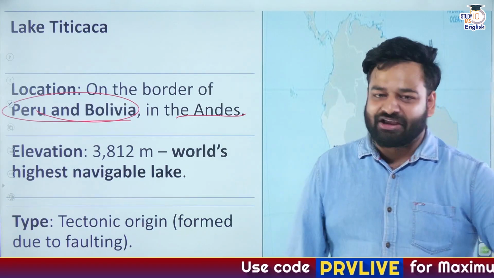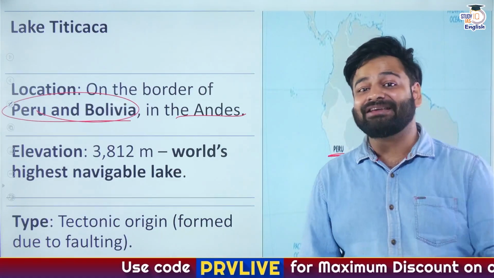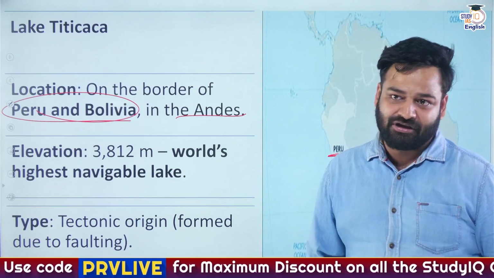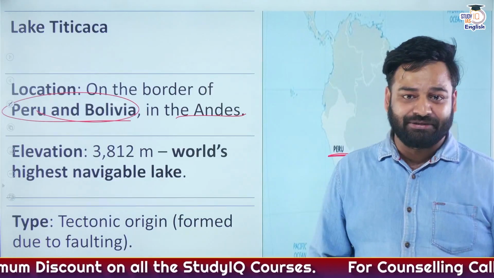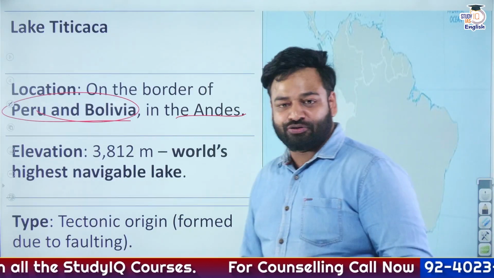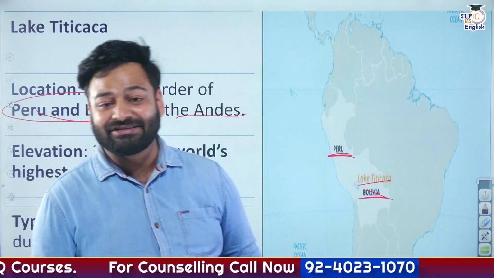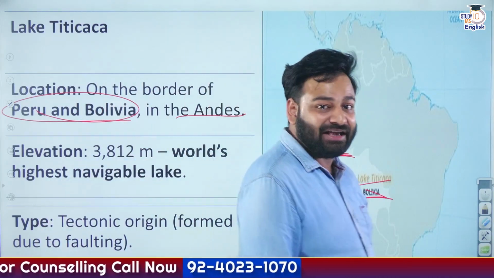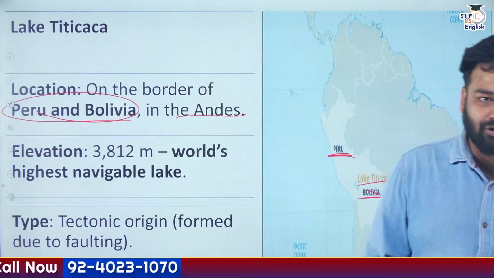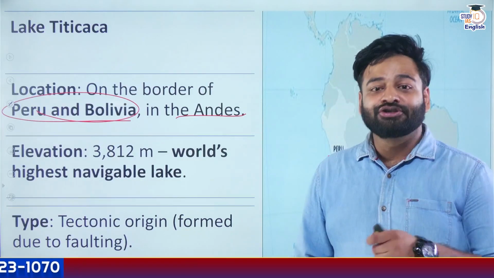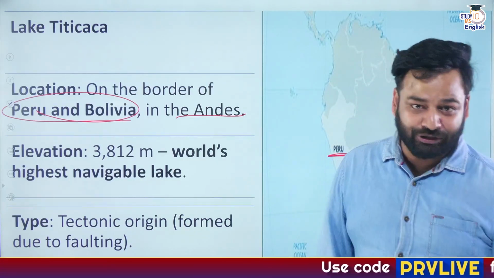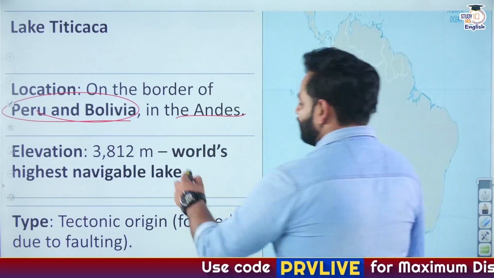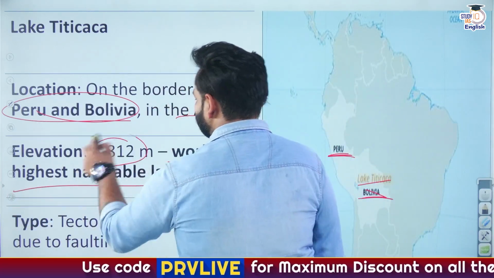Now, see the striking feature. It is the world's highest navigable lake. Navigable lake as in ships can pass through it quite easily. Though ships usually pass only through oceans and seas, here Lake Titicaca, being a lake at a very high altitude, becomes a particular lake which is navigable in nature. So what we have got is the world's highest navigable lake.